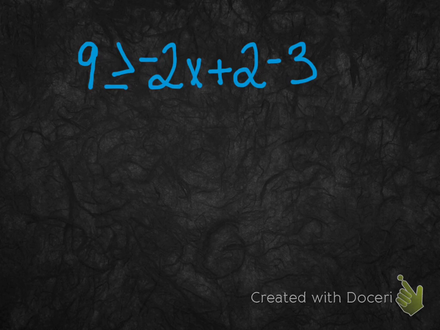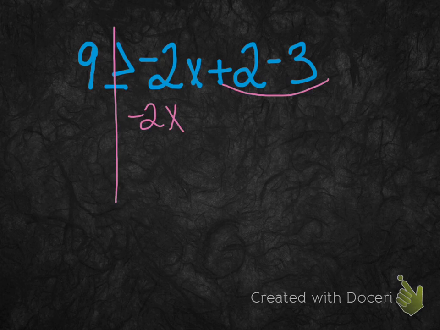Okay, so here we go. Let's try this one. Now, again, let's go over how similar they are to regular equations. Nice little line down the center. That's why we put the line there. Combine terms first. That would give me negative 2x, and then a positive 2 and a negative 3, minus 1. Bring down that little inequality.